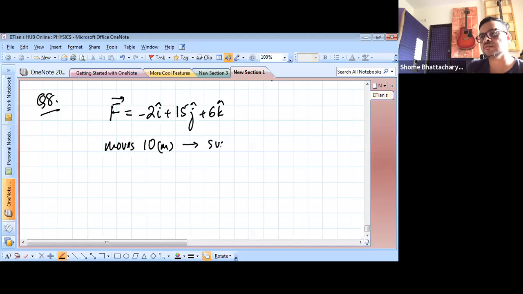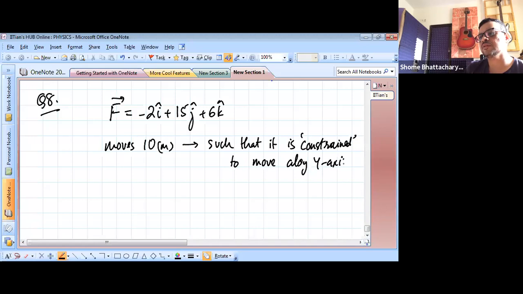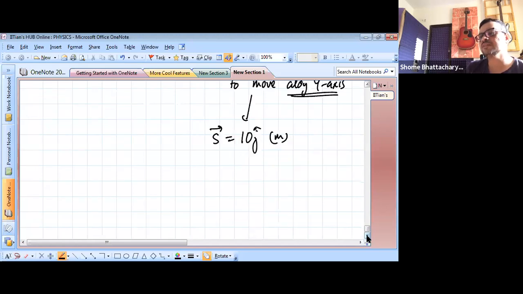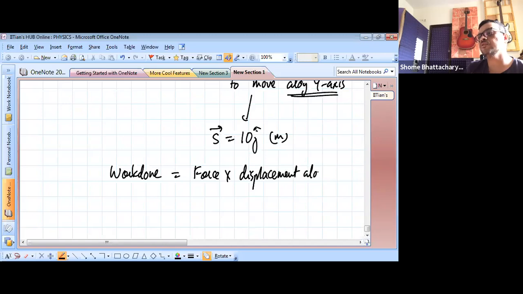but such that it is constrained to move along the y-axis only. So the fact that it's constrained to move along the y-axis, that means when it moves 10 meters, it will be moving 10 meters along the y-axis. So this is the displacement in meters, this is the force. So work done by that force is equal to force into displacement along force. Okay. That is the word meaning of it.